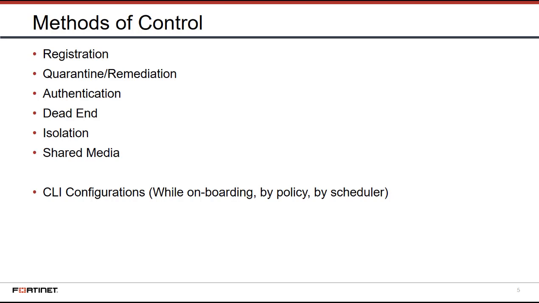Quarantine would be where a host that is at risk gets moved. The authentication VLAN is where a host that needs to authenticate gets moved. The dead end VLAN is where a host that has been administratively disabled gets moved. Those top four, registration, quarantine remediation, authentication, and dead end, align with the four different host states. Isolation is a VLAN that the FortiNAC can use for all four states. So it's a single VLAN.